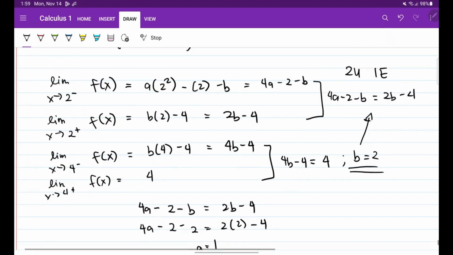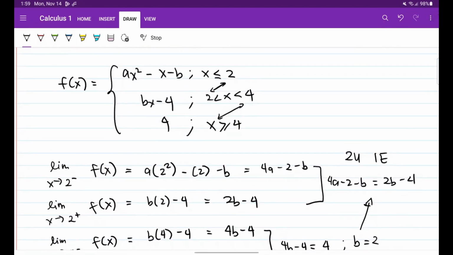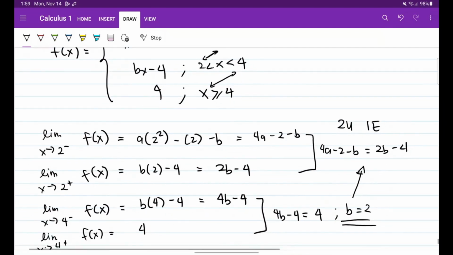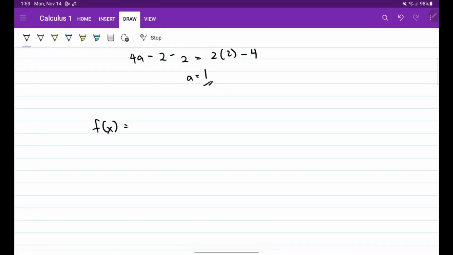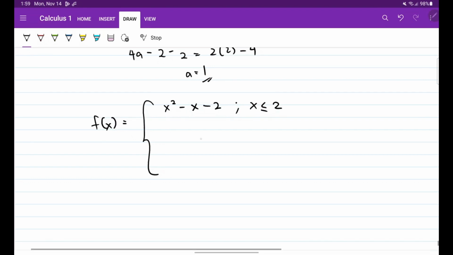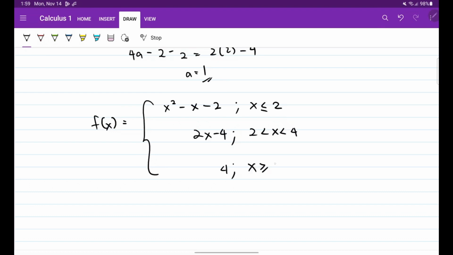Okay, so now we can rewrite yung buong equation natin na to. So, ax squared minus x minus b. Alam na natin yung value for a, alam na natin yung value for b. So, let's rewrite it as f of x is equal to ax squared, so this will be just x squared minus x minus 2 for x less than or equal to 2. And we have bx minus 4, so that is 2x minus 4 for 2 less than x less than 4. And for values of x greater than or equal to 4, 4. So we have solved a and b, constants a and b, such that this function is continuous on its domain. Okay? So see you in the next video.